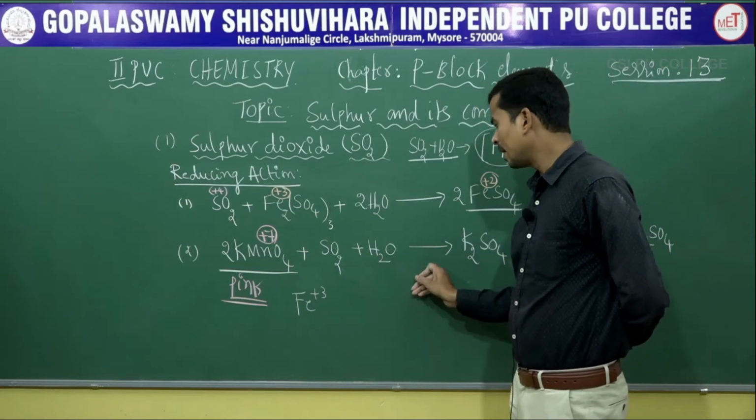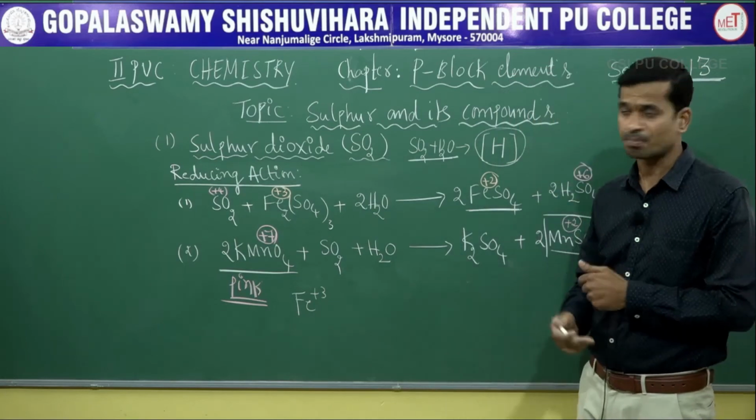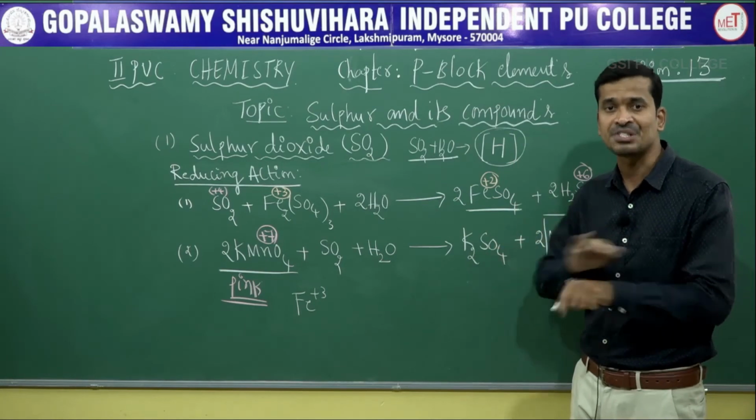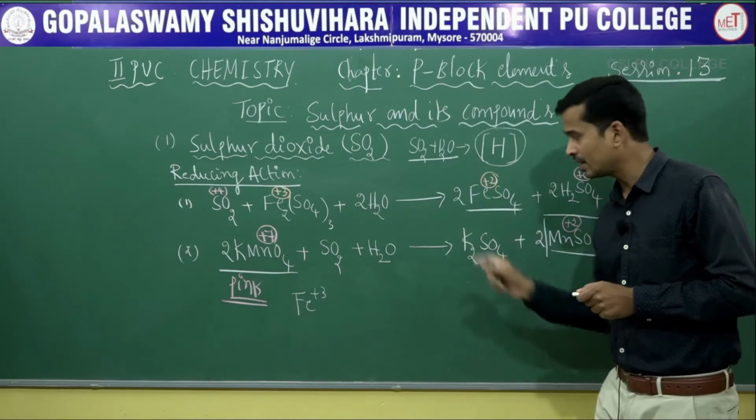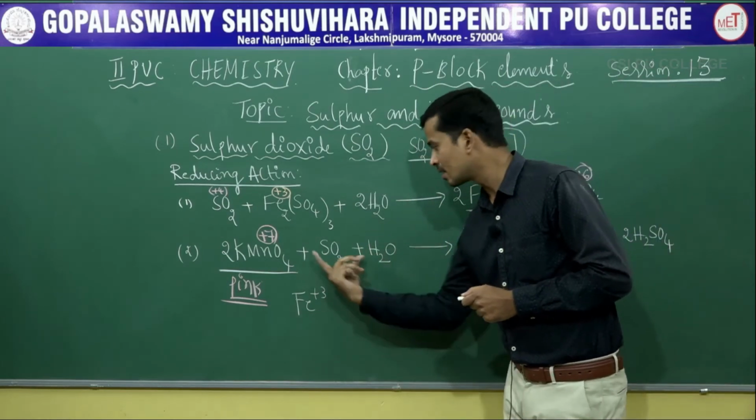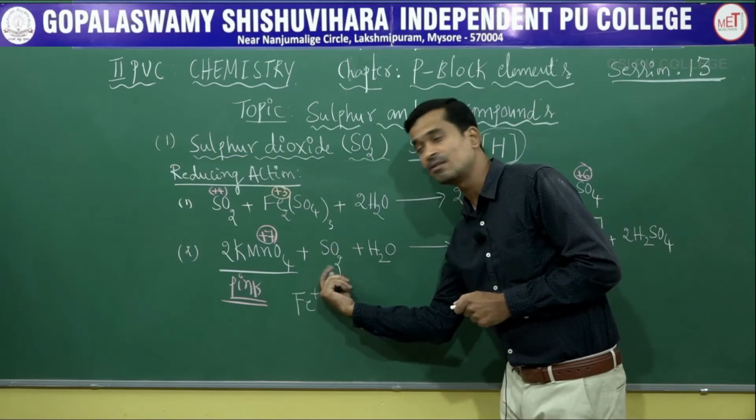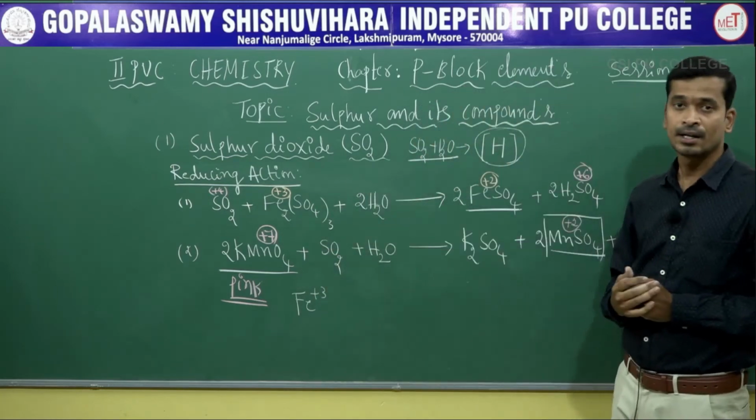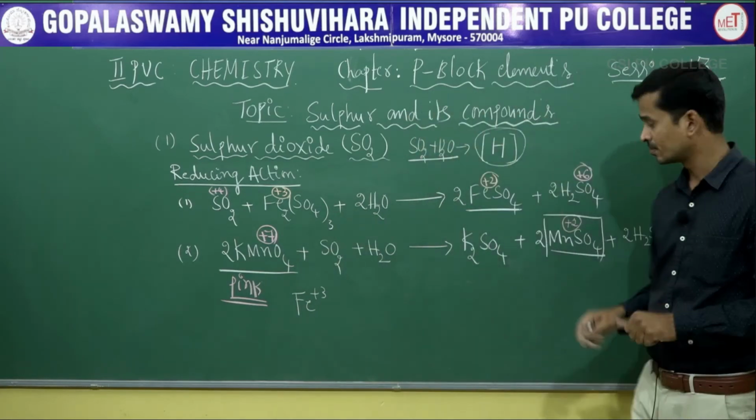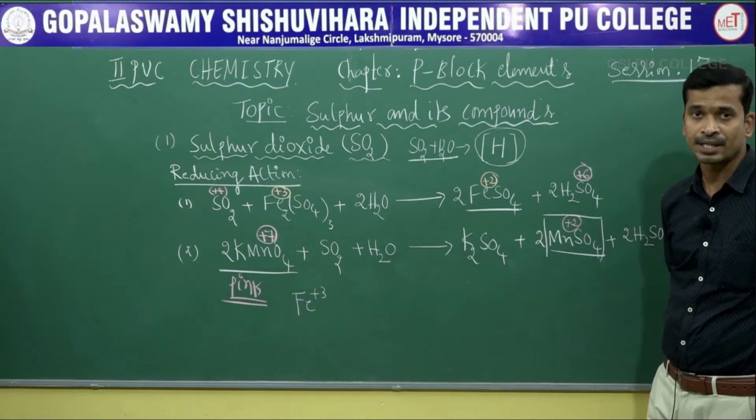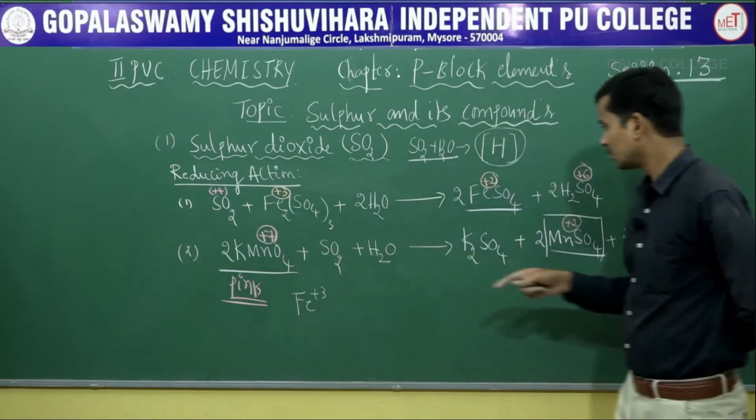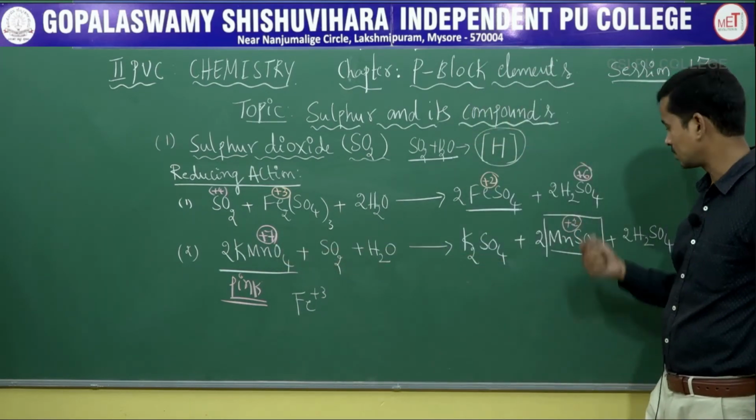In IIT Mains, suppose an unknown gas is passed through your KMnO4 solution and the pink color of the KMnO4 solution is discharged. Identify the gas: it is sulfur dioxide. This is a confirmatory test for sulfur dioxide. When sulfur dioxide gas is passed through KMnO4 solution, the pink color is discharged. The main reason is that +7 is converted into the +2 oxidation state.